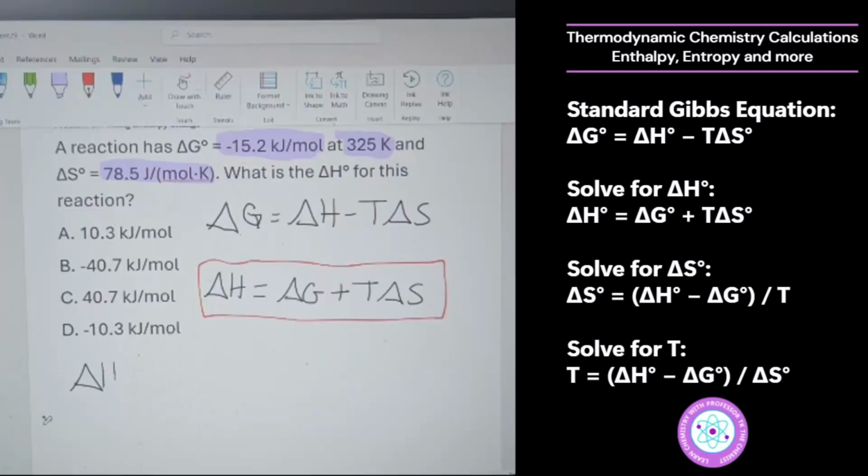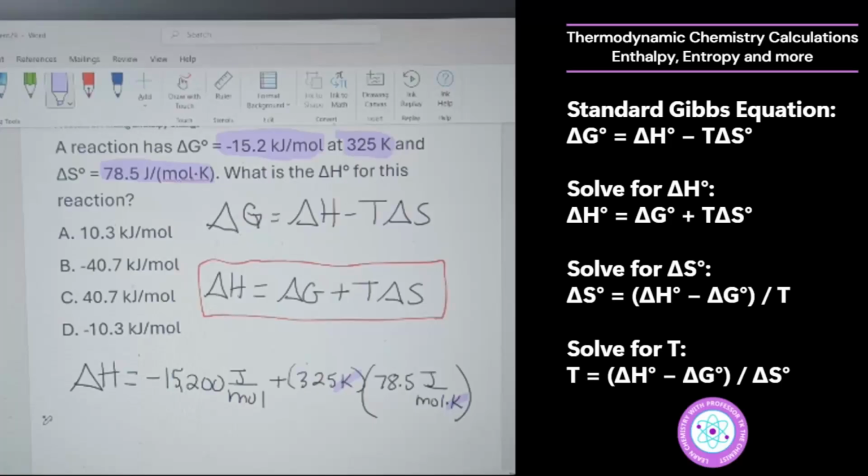So our delta H is equal to negative 15,200 joules per mole plus the temperature, 325 Kelvin, times your delta S, 78.5 joules per mole dot Kelvin. All right, you should see what's going to cancel out, your Kelvins.